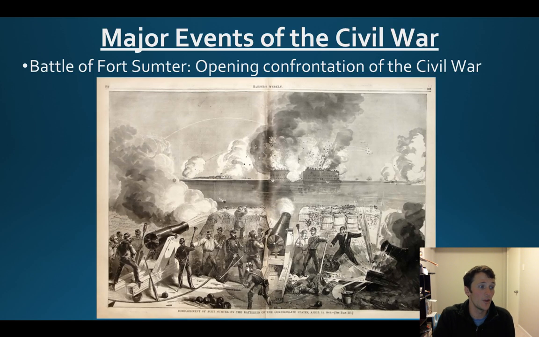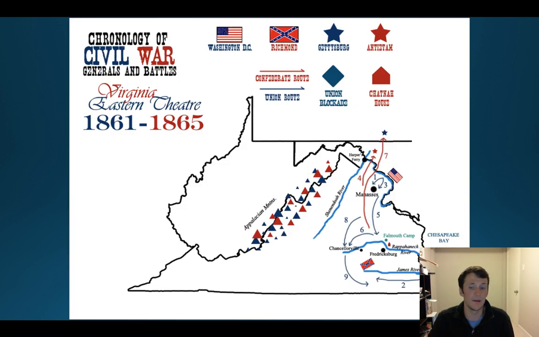So we know the opening battle is Fort Sumter. We've kind of already talked about that. Here's just another kind of drawing of that, if you will. So this is a map, more or less, of the Eastern Theater in the Civil War, right?